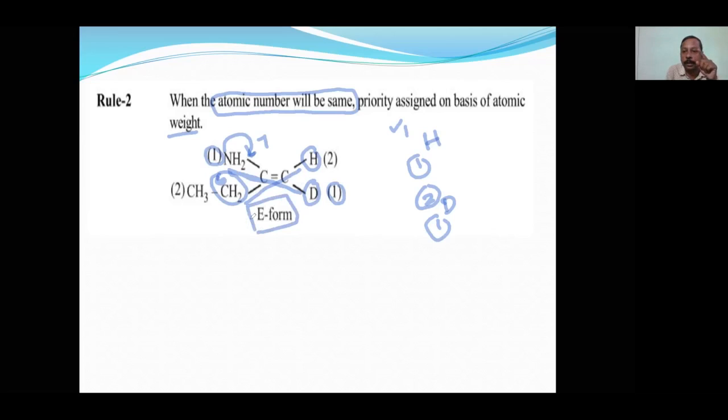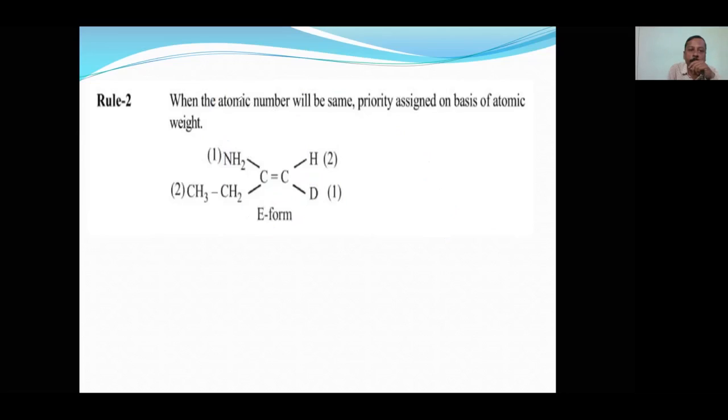Rule number 1 says compare atomic number: higher atomic number, priority 1; lower atomic number, priority 2. If the atomic number of both groups attached to the double bond carbon is the same, then we will go for rule 2. According to rule 2, we will take the atomic weight. Now let us see the next slide.